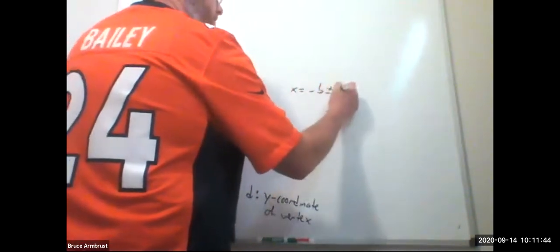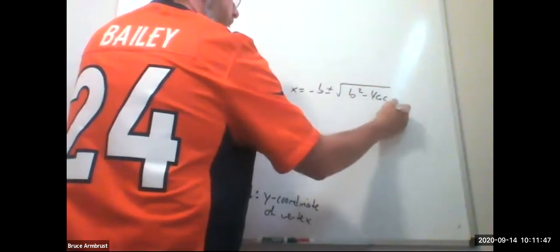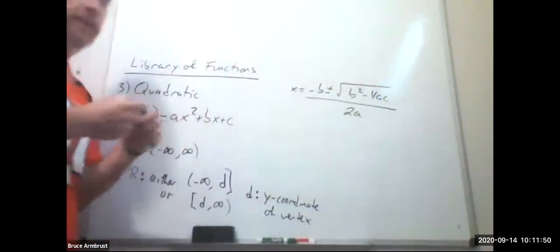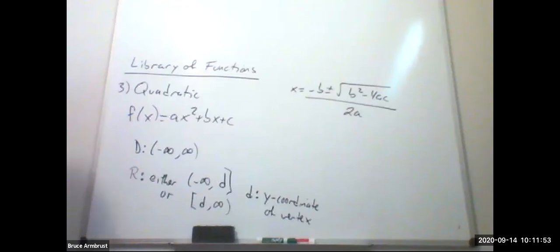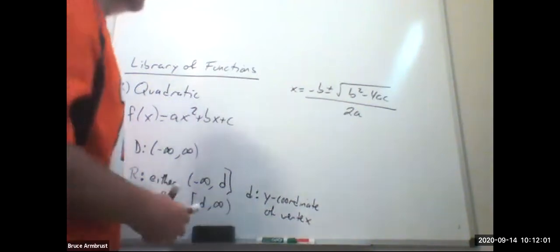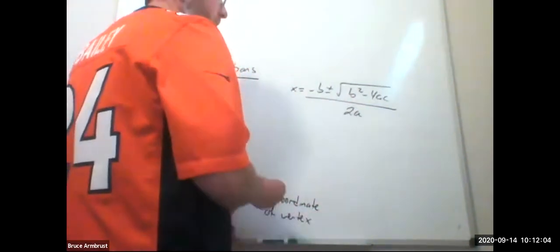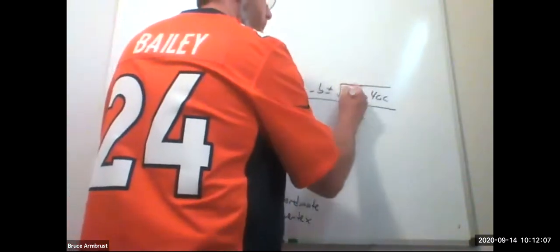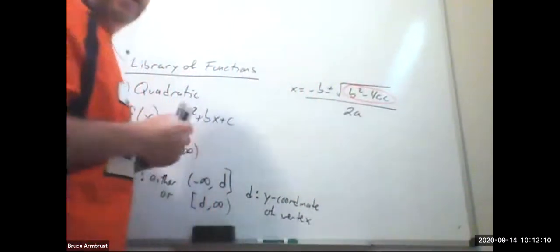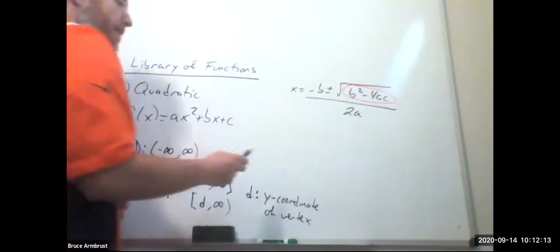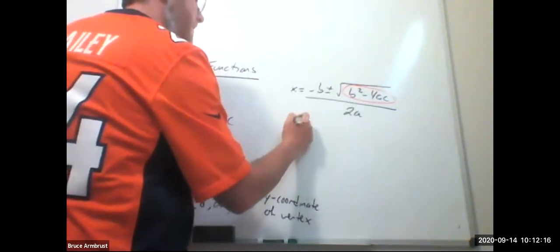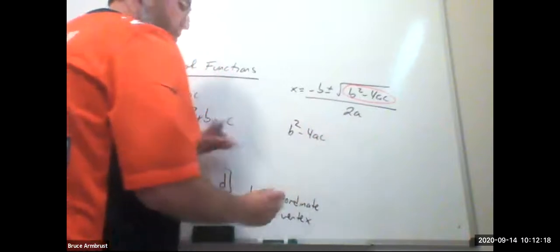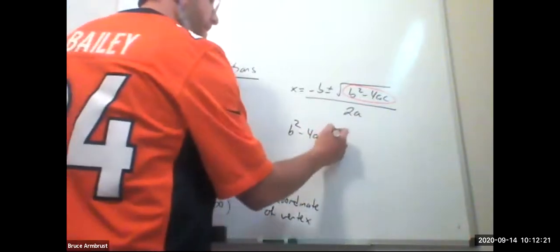Hopefully you remember the quadratic formula. If you don't, I'm going to go ahead and put it up here. Get to know it. It's negative b plus or minus the square root of b squared minus 4ac, all over 2a. Well, the part that's inside the radical, this guy right here, the b squared minus 4ac, it's what we call the discriminant. And this thing tells you exactly how many intercepts you're going to get.